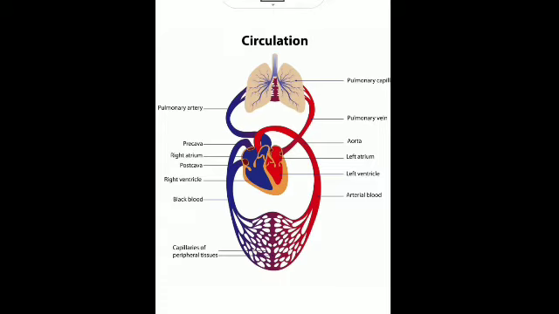What is happening is that the right atrium receives the deoxygenated blood from the vena cava. You can see this is the vena cava. The superior vena cava is known as the precava, and the inferior vena cava is the postcava. These bring deoxygenated blood from the lower and upper parts of the body, and they pump the deoxygenated blood into the right atrium.